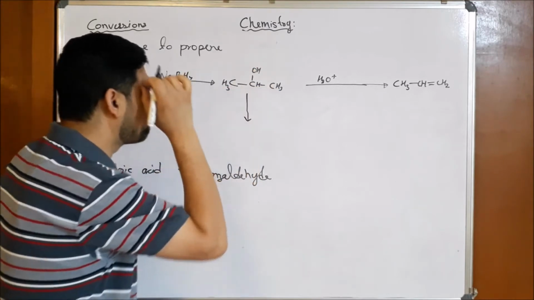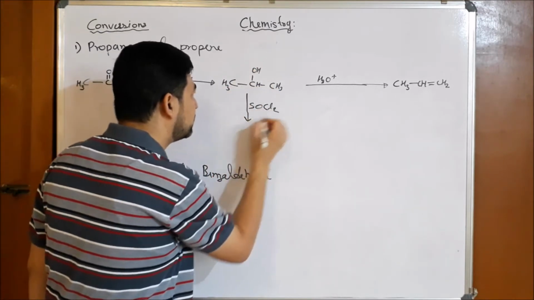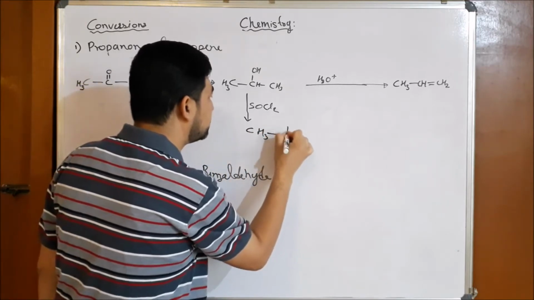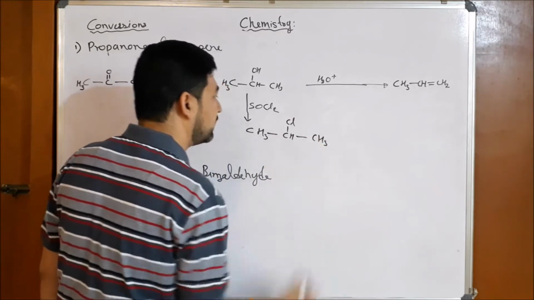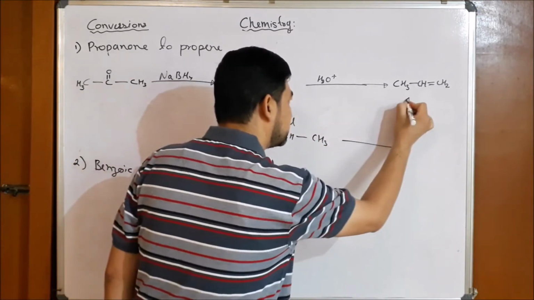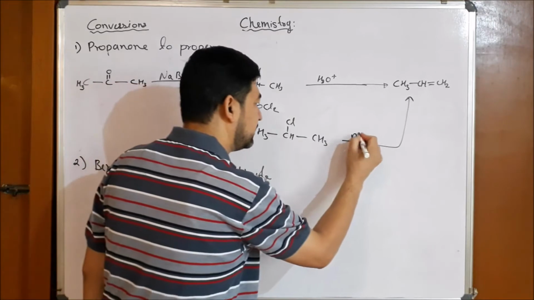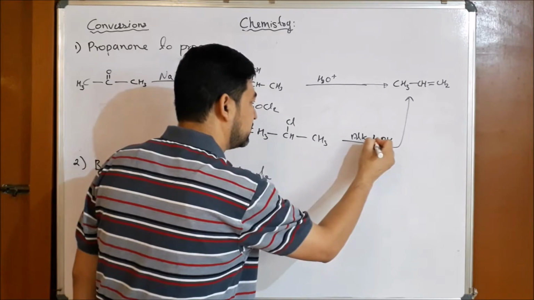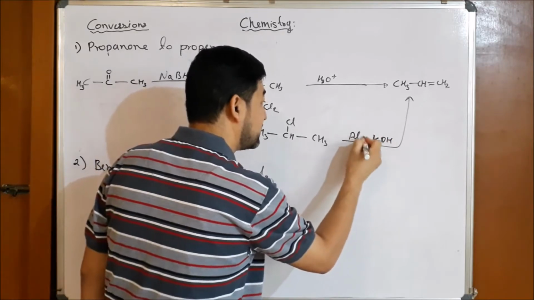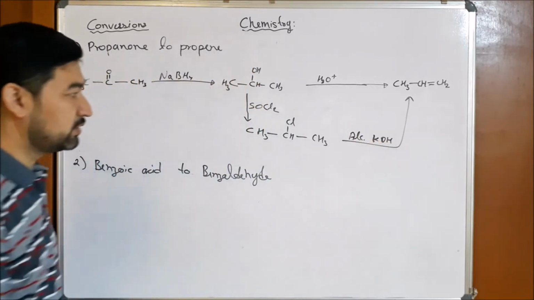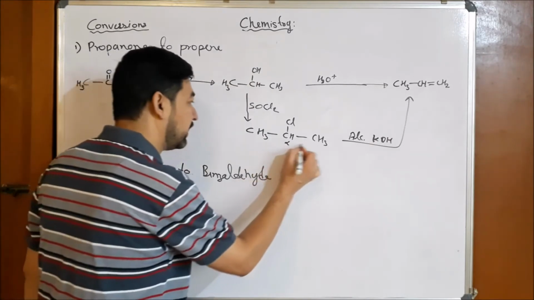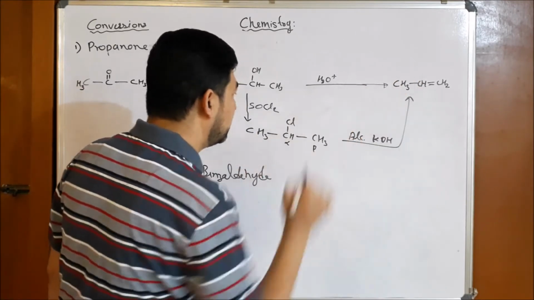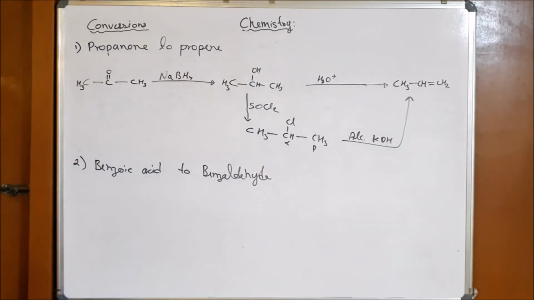Or if you want to go a bit longer way, you can go for SOCl2, then it will be CH3, CH, Cl, CH3. Then you can go for the elimination reaction with alcoholic KOH, which is for elimination. This is the alpha carbon, this is the beta carbon. From alpha, Cl will come out, and from beta, H will come out. So you can do it in either way.